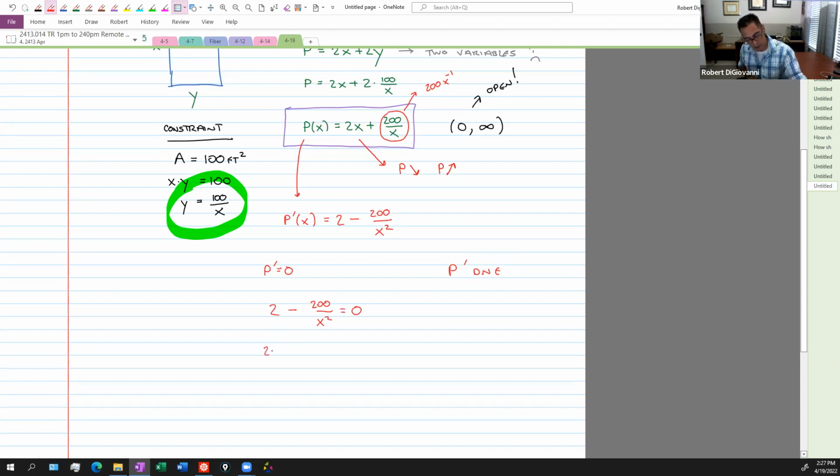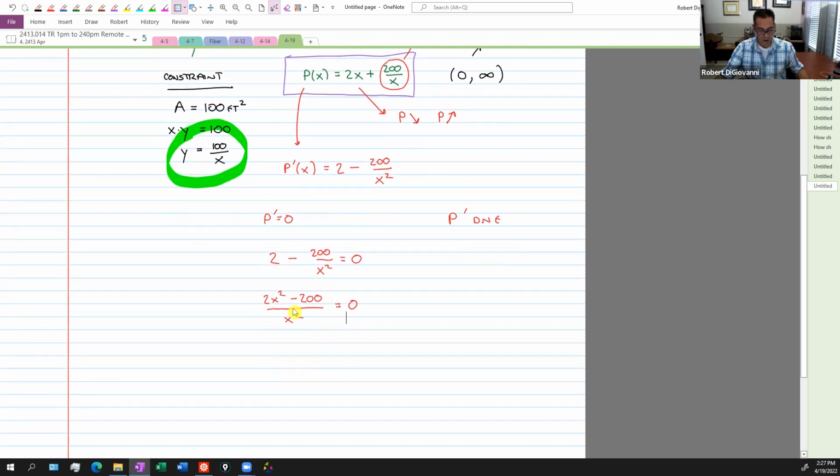I'm gonna get a common denominator. So all I did there was just multiply the top and bottom of 2 by x squared. And that way I could push them together, right? That's what I did, x squared here, x squared here. And now I just have to set the top to 0, and then solve for x. Move the 200 over, divide by 2, and take the square root.